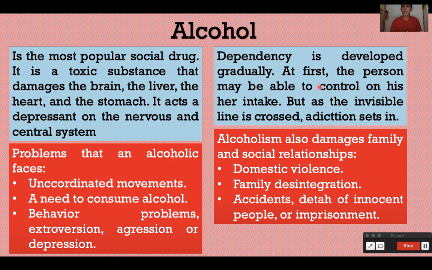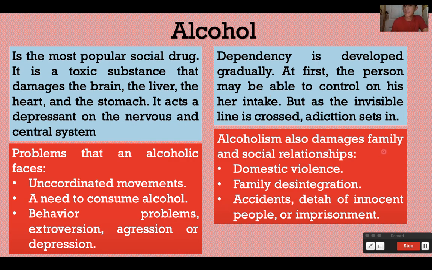Dependency is developed gradually. You begin to drink alcohol, and if you don't have control of yourself, it will gradually become an addiction. At first the person may be able to control his or her intake, but once the invisible line is crossed, addiction sets in. When you have an addiction to alcohol and don't have control over it, you have to be careful with that.